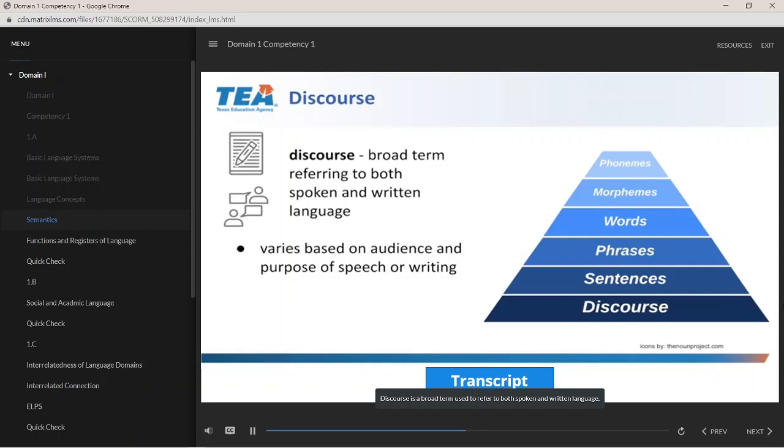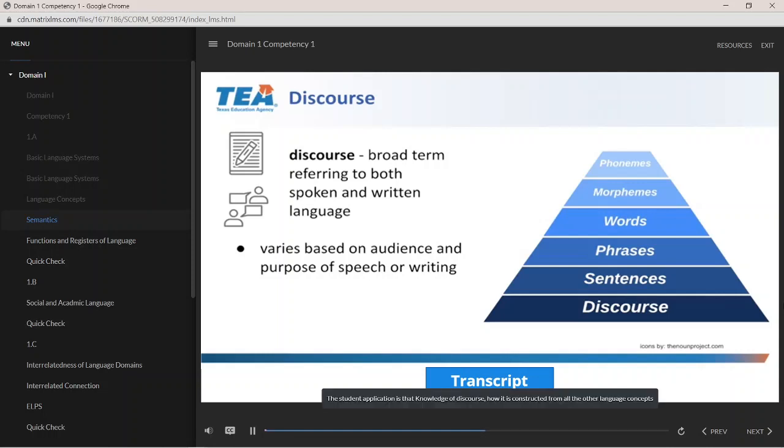Discourse is a broad term used to refer to both spoken and written language. Since language is used in many different social contexts, discourse can vary based on audience and purpose of speech or writing. In discourse construction, phonemes are combined to form morphemes, morphemes into words, words into phrases, phrases into sentences, sentences into discourse. Culture-bound patterns of discourse will be described in a subsequent section of Competency 1.